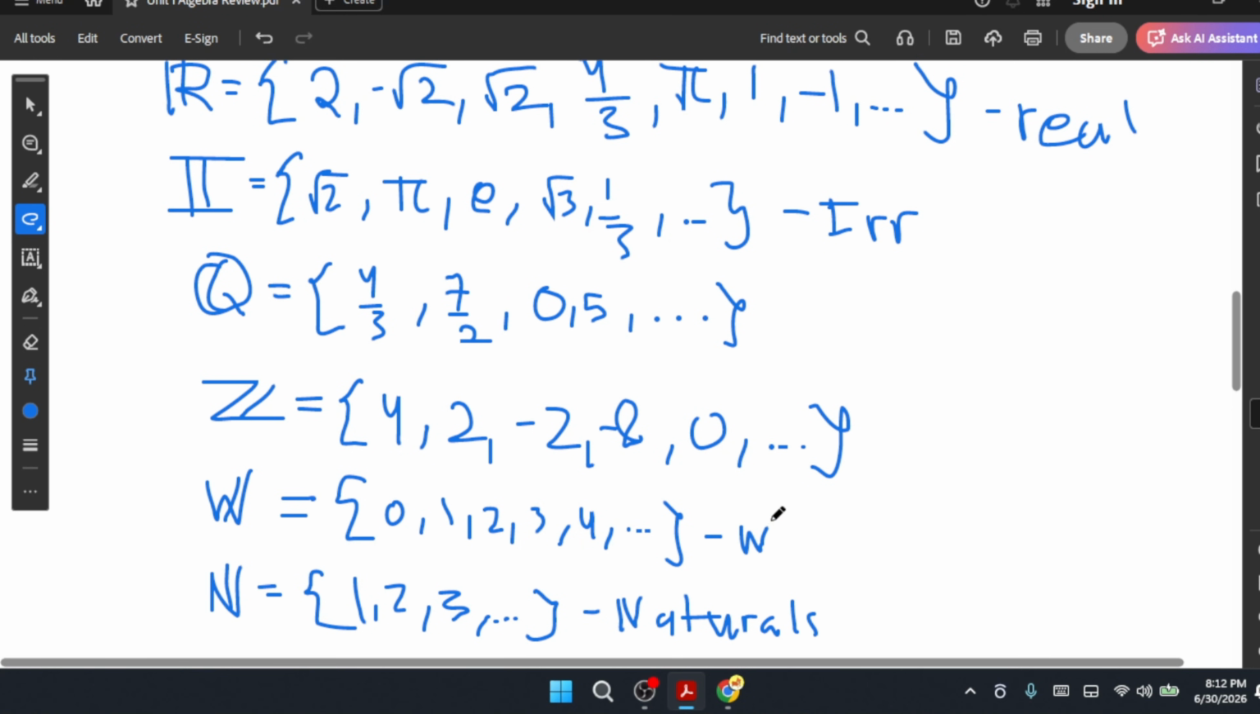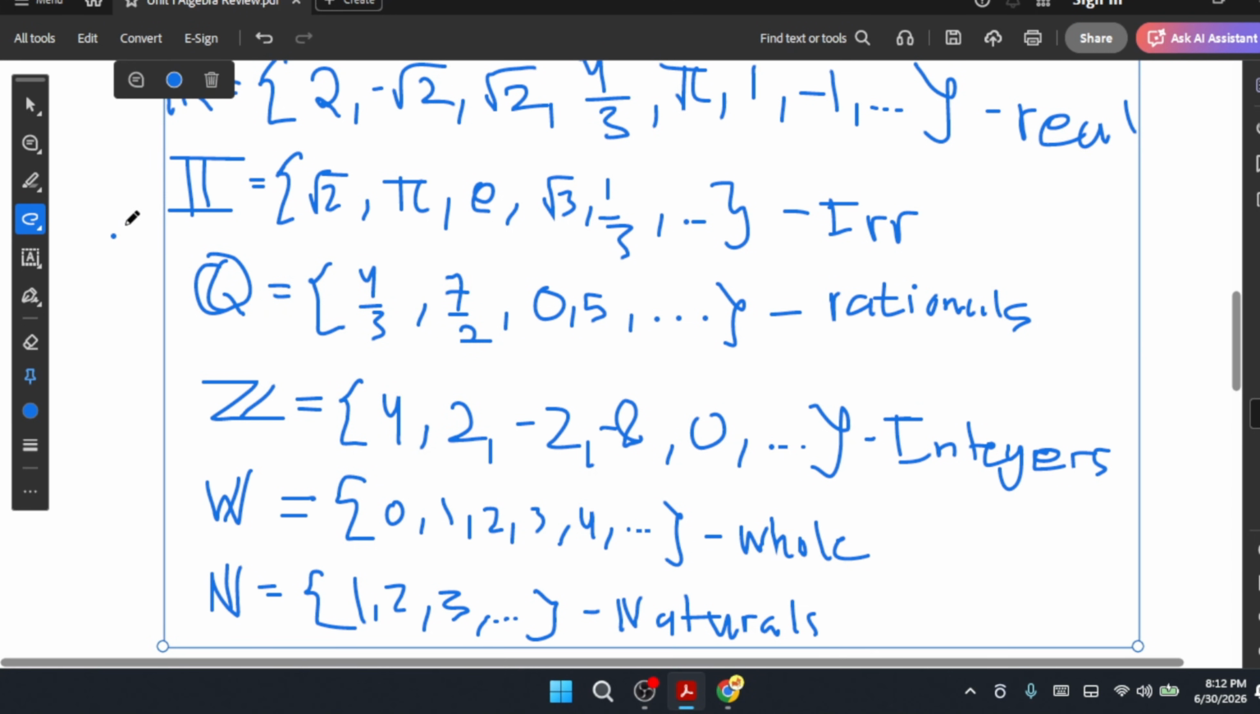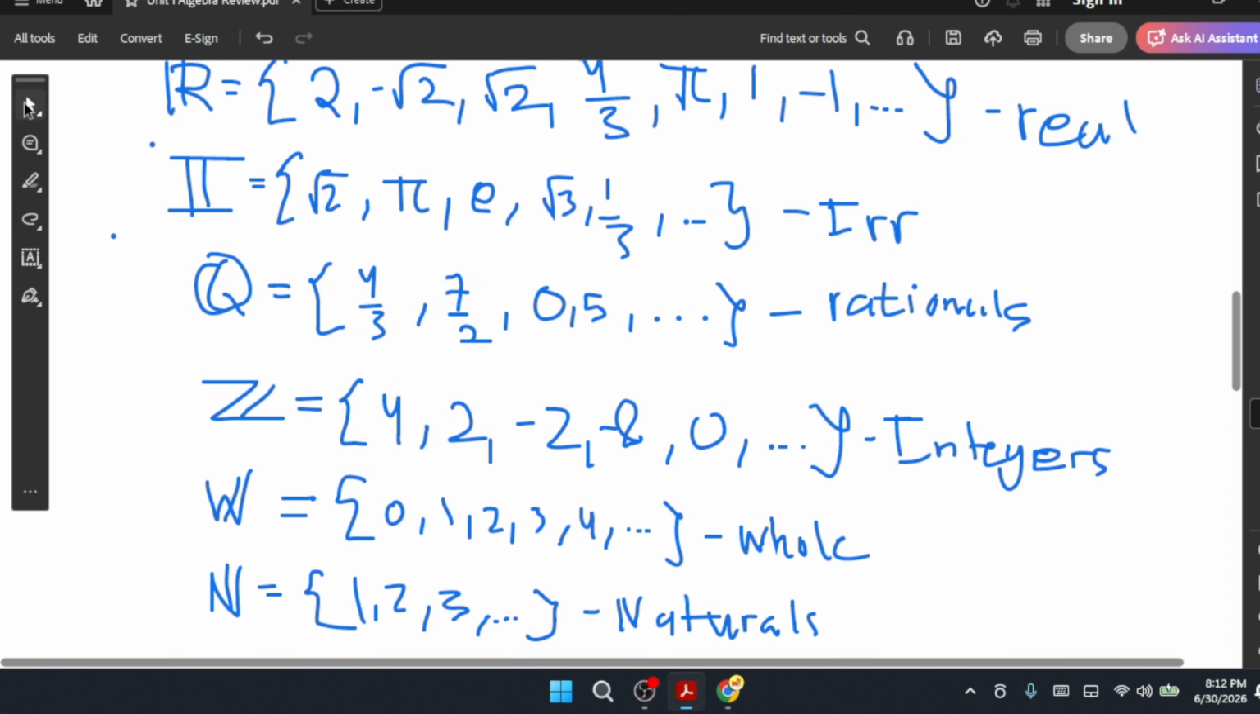These are the whole numbers. These are the integers. These are the rationals, irrational, and the reals. So the rationals, integers, whole numbers, and natural numbers live in the reals. Okay, so write this down.